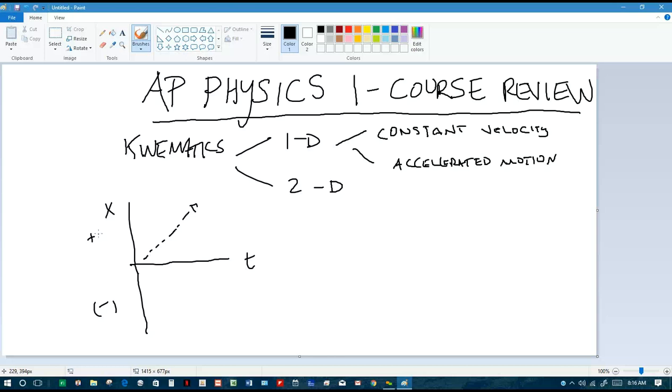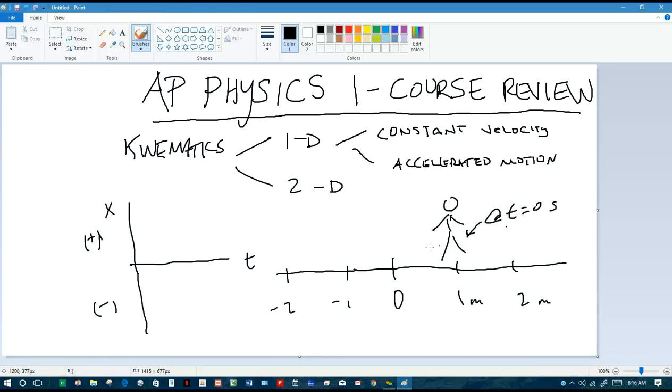If this person had started where he is starting in this picture, and this was at t equals 0 seconds, then the y-intercept would be 1 because he's starting there, right? So this right here represents x initial.